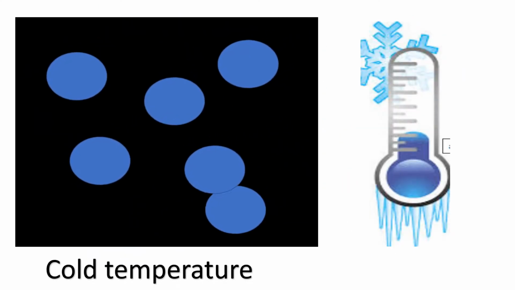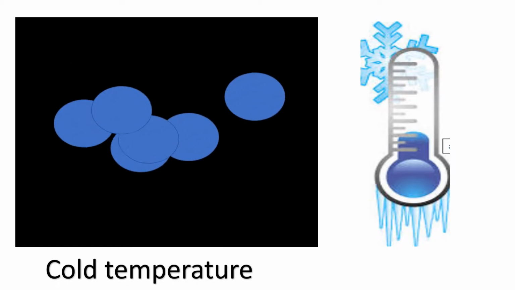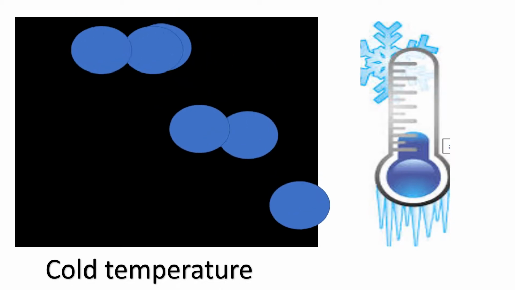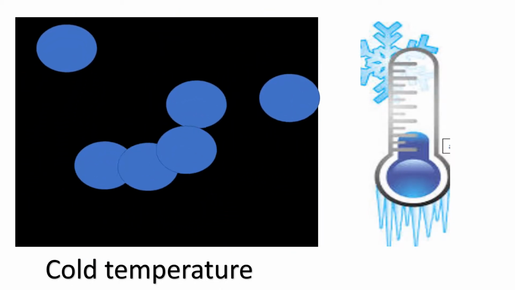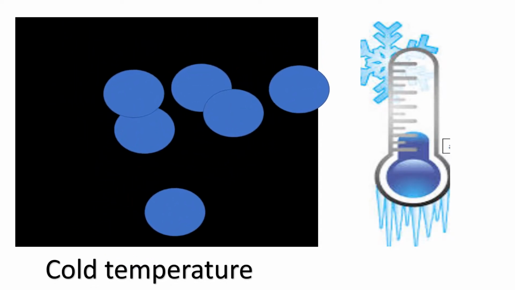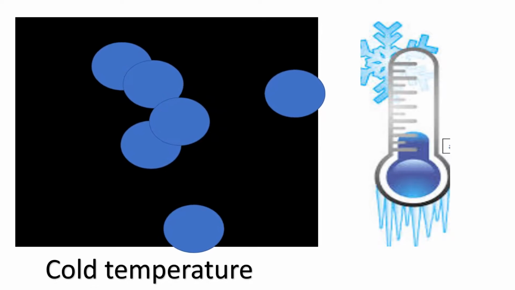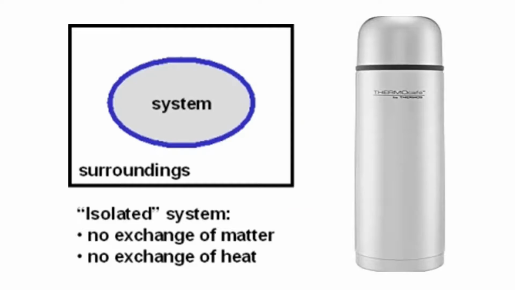Meanwhile, when you decrease the average kinetic energy of the particles of the substance, then there will be less collision in the system since there will be a decrease in the movement of the molecules. Therefore, a colder temperature. There are three types of system interaction: isolated, closed, and open.